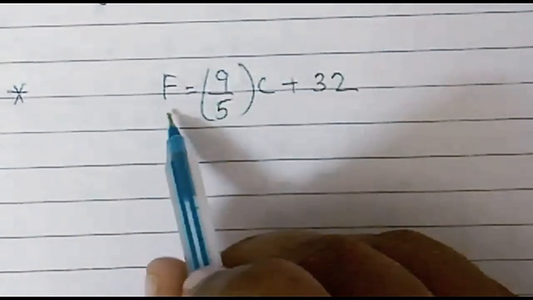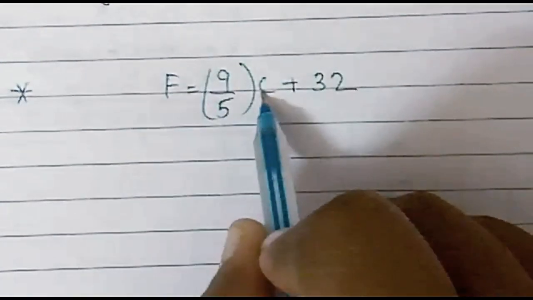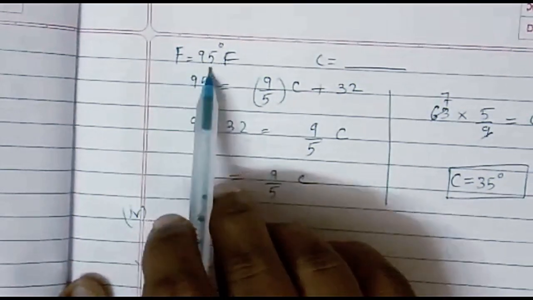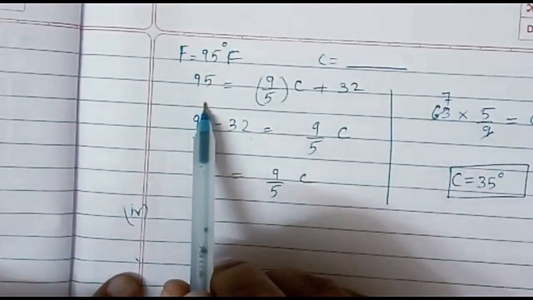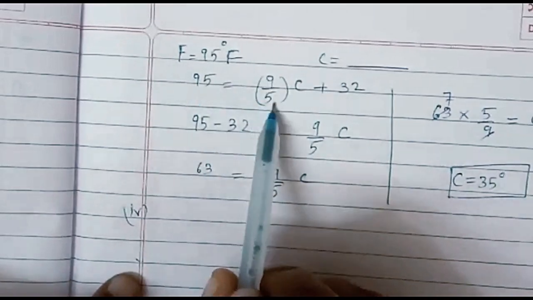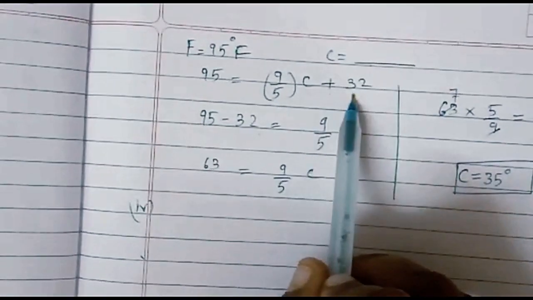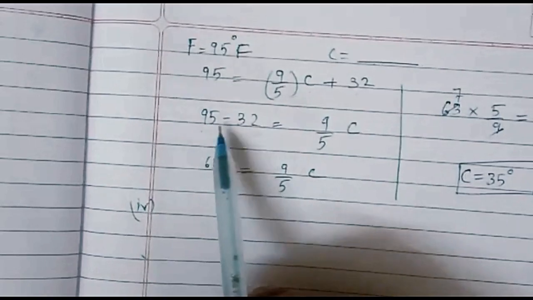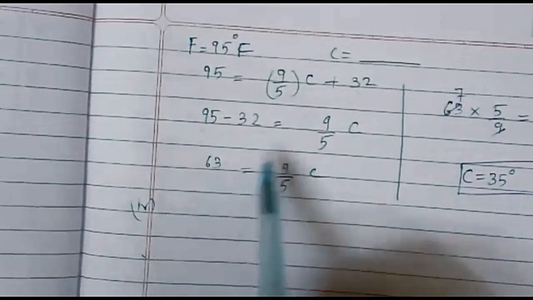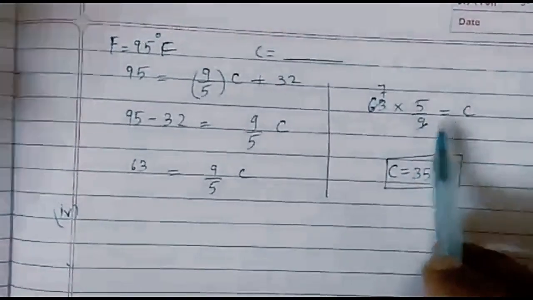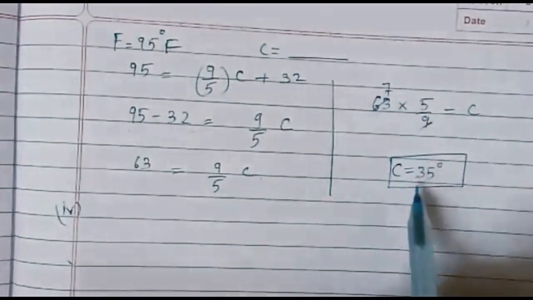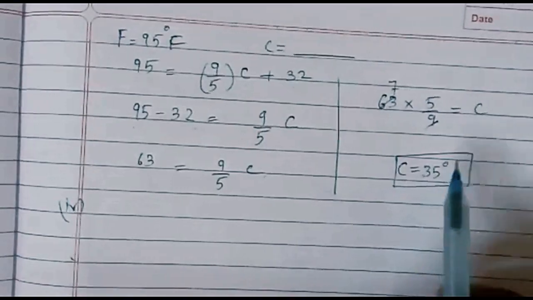Now you can see I have written F is equal to 9/5C plus 32. Okay, so you can see here if F is equal to 95 degree, we need to find out C. So placing F as 95 we get 95 is 9/5 into C plus 32. Taking 32 on the left hand side, it will be 95 minus 32, which is 63, is 9/5C. And so C will be equal to 63 into 5/9, and so the answer will be equal to 35 degree.